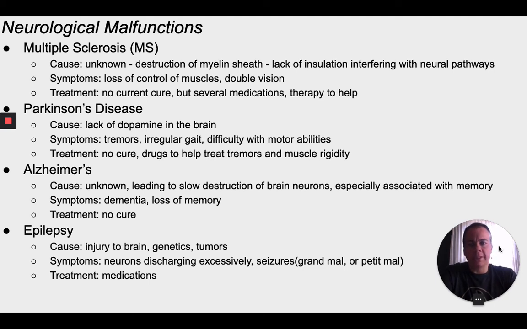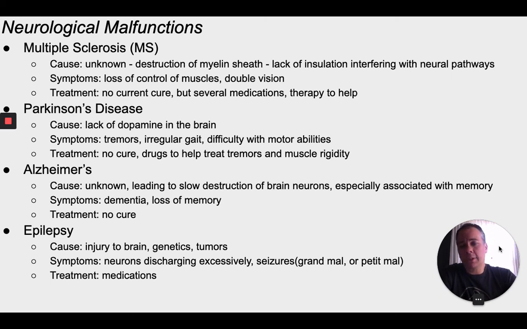And there's not a known cure for Alzheimer's. There are certain medications that can help with some of the symptoms, but there's not really a medication that slows down the process or stops the process. It has a strong genetic association as well.